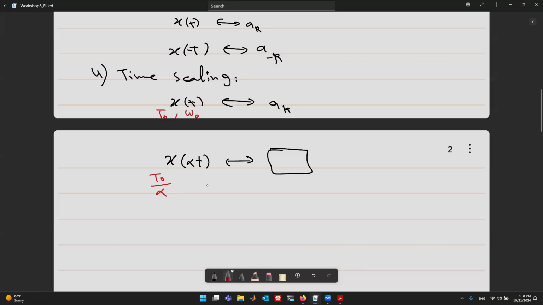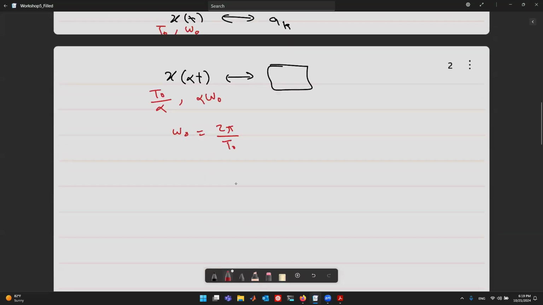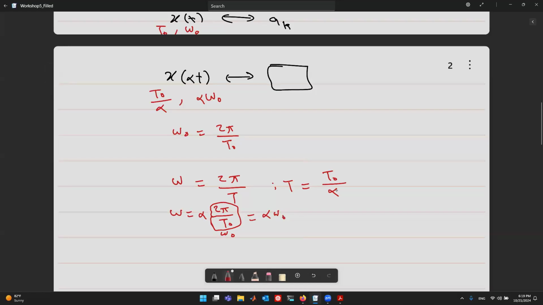So when t naught is divided by alpha, then the fundamental frequency is multiplied by alpha, because omega naught is 2 pi divided by t naught. Let's say the new omega is 2 pi divided by t, and this new t is, sorry, it's not alpha t naught, it's t naught divided by alpha because of the time scaling. Then omega will be 2 pi divided by t naught and multiplied by alpha. And this is the original omega naught, so this is alpha omega naught. So the new frequency is multiplied by alpha.